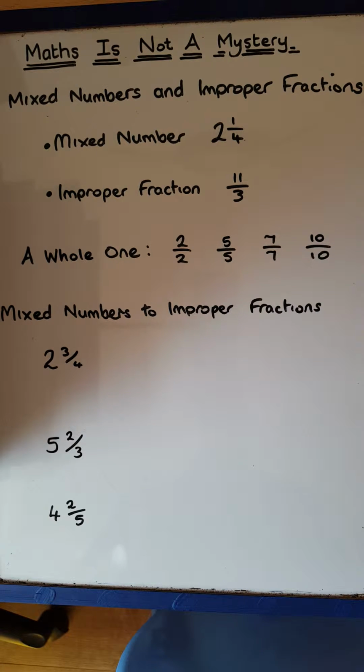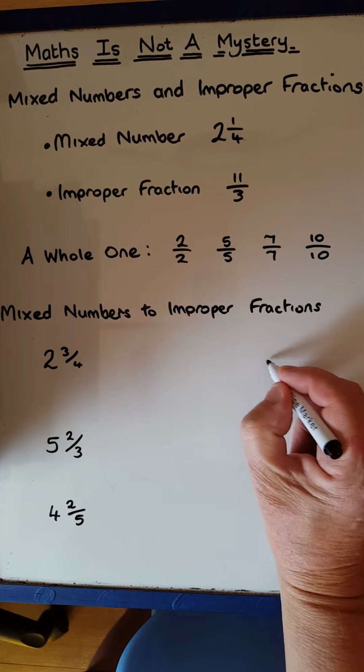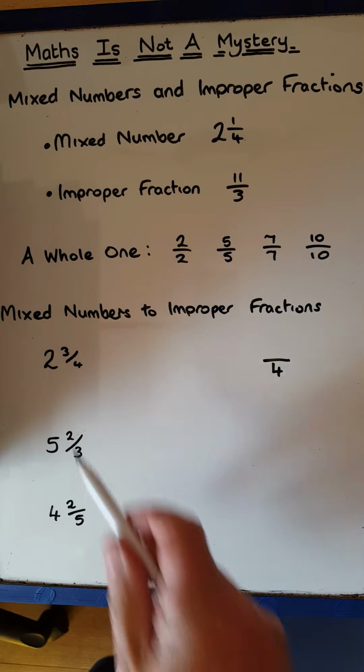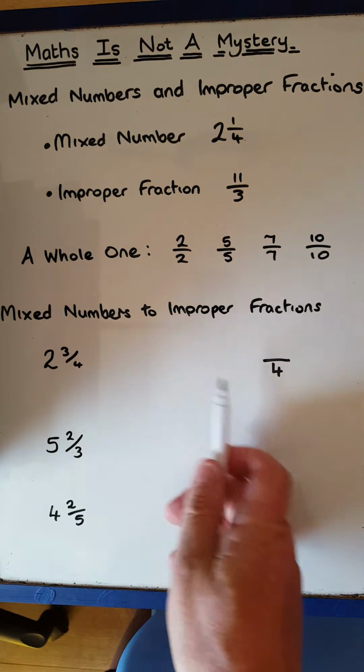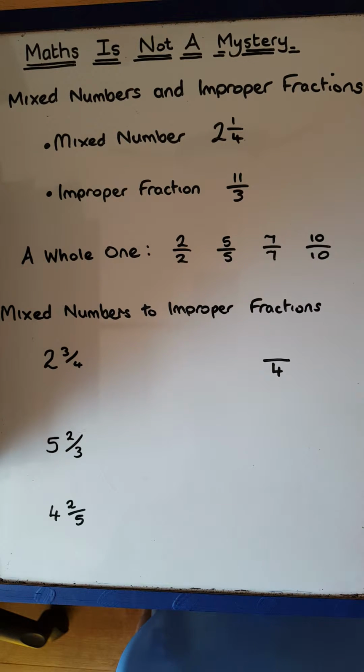So what we're going to do first is we're going to switch mixed numbers into improper fractions. And we're starting there with 2¾. We're going to write it just as fractions, okay? So without the main 2 involved. Now the first thing to remember with this is that your answer is going to always end up with the same denominator as you started with. So it's in quarters here, it's going to end up in quarters. That's not going to change.